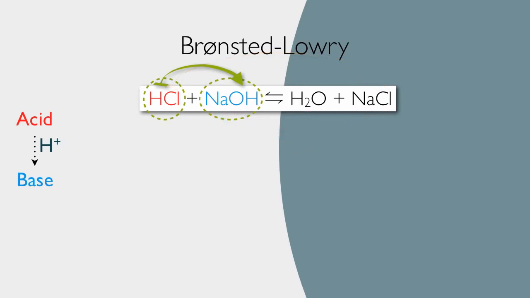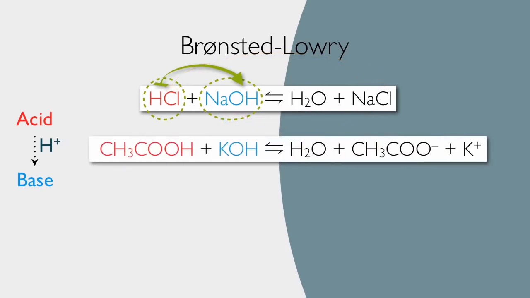Here's another example with ethanoic acid and potassium hydroxide. Ethanoic acid has the extra proton. Potassium hydroxide will catch a proton. There's our proton that's going to move. After receiving the proton, potassium hydroxide will become water, or rather, the hydroxide group in potassium hydroxide will become water.